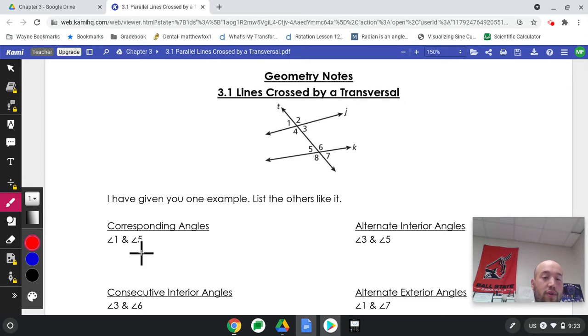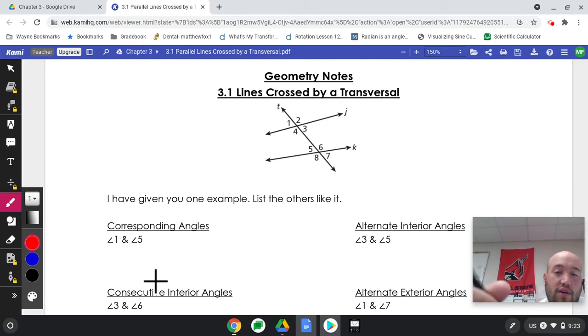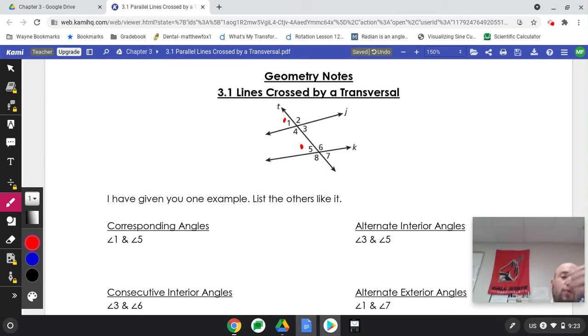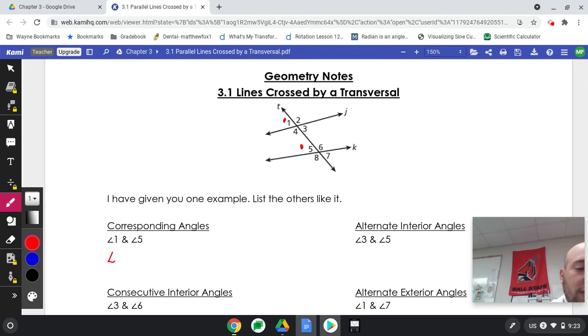So this first example, corresponding angles. Maybe don't mark these, but we're going to write on our list: angle 1 and angle 5. When we think of the word corresponding, like if I have a right shoe, the corresponding shoe would be from the same pair, the left version. If we look up here, angle 1 is up to the left, angle 5 is up to the left. From the point of intersection, it goes up left, up left. Likewise, if I go up right, that's 2, which would match up right with 6. So angle 2 and angle 6 are corresponding.